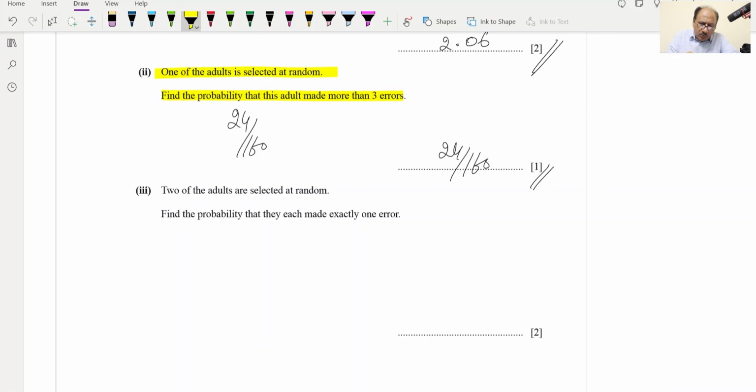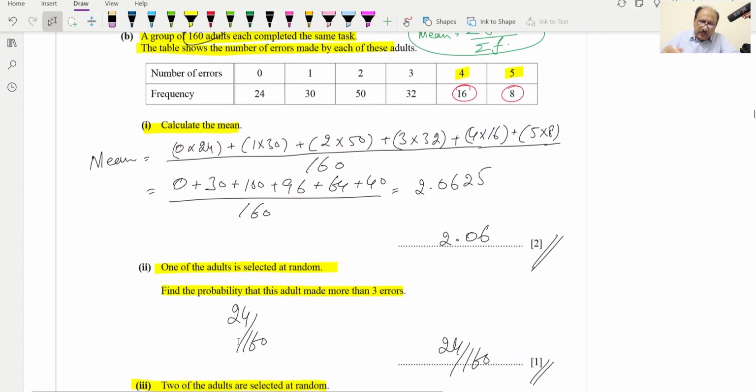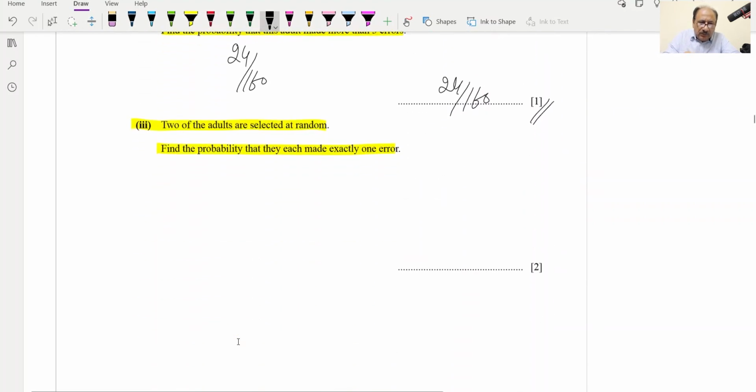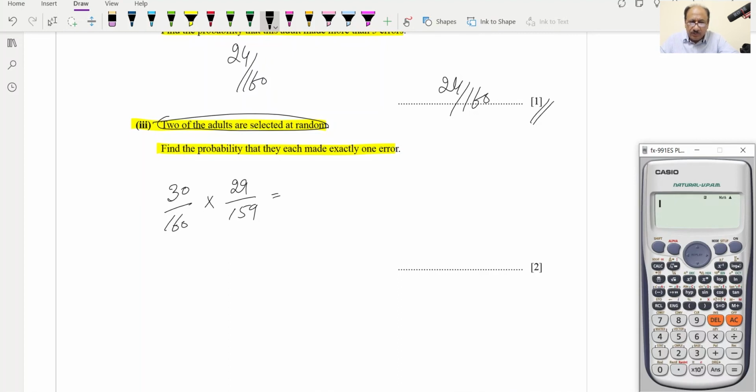Now two of the adults are selected at random. Find the probability that they each made exactly one mistake. So how many made one mistake? One mistake are 30 people. So 30 adults out of 160. This will be the probability for the first one which we will be selecting, and for the second one there will be one less, 29, and one less from the total also, so this will be the probability and we can calculate this.